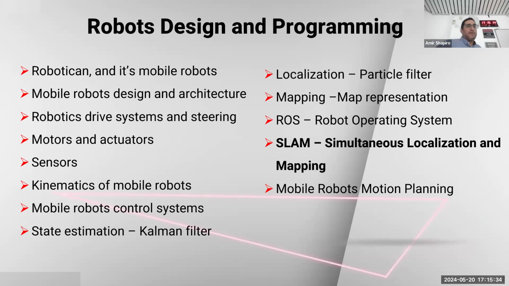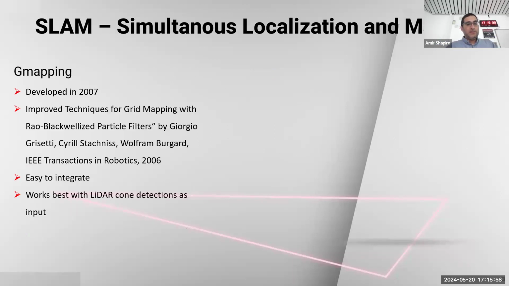One is SLAM, Simultaneous Localization and Mapping. The other is a little bit about motion planning, and we will continue on motion planning, which will be the beginning of this course, the main ideas of robot motion planning. So let's start with simultaneous localization and mapping.